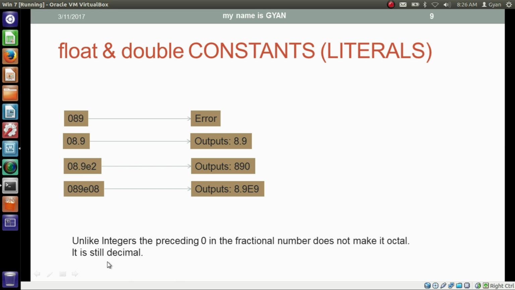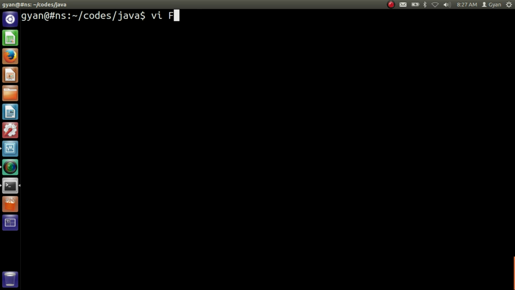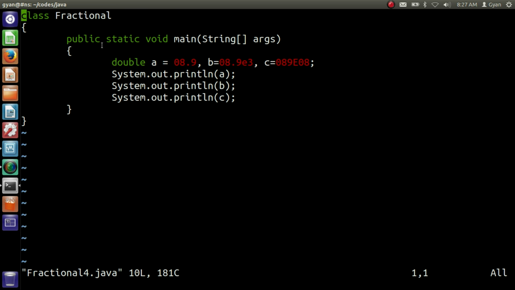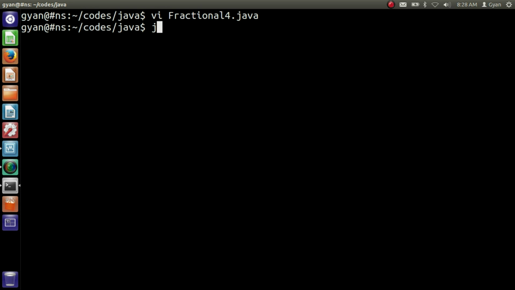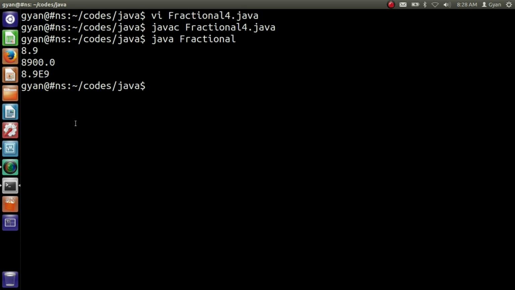It is still decimal. Let me apply these literals in a Java program. The program is stored in a file fractional4.java, and this is how we are storing fractional literals in the double variables and then printing them. All these fractional literals have preceding zeros, but that does not make any difference. They are still decimal. Since we have not appended these constants with a small f or capital F, all these constants are of double type. Save and compile it. javac fractional4.java and then run it. Pass the class name fractional and it runs fine.